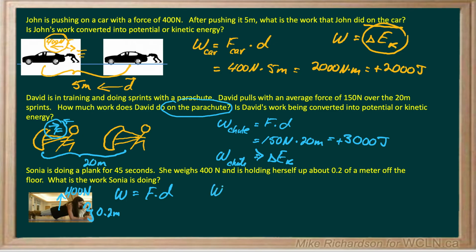So even though she has a force, for 45 seconds she's not moving, so her distance is equal to 0. And that gives us 0 additional units of energy. Remember, work is a transfer of energy. So Sonia is doing no work, even though she's sweating and working hard. There's no additional work done on her body, as it does not change energy at all in that position.